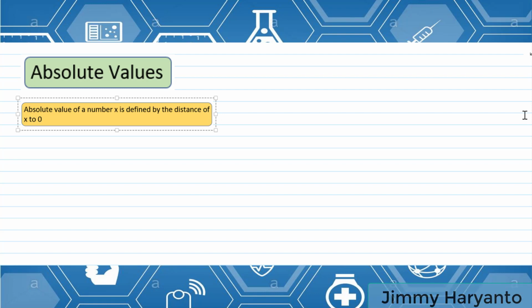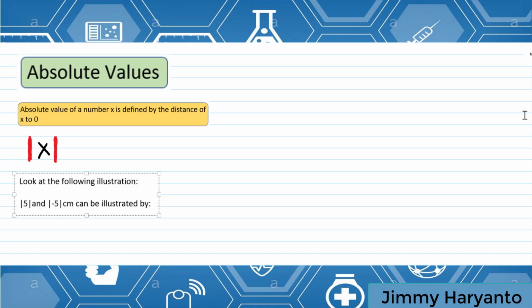Before we go further, I want you to know what the absolute value notation is. The notation of absolute values is this parenthesis, the red one. If you look at the parenthesis that is a straight line, it means absolute value. To understand absolute values better, let's look at this illustration.